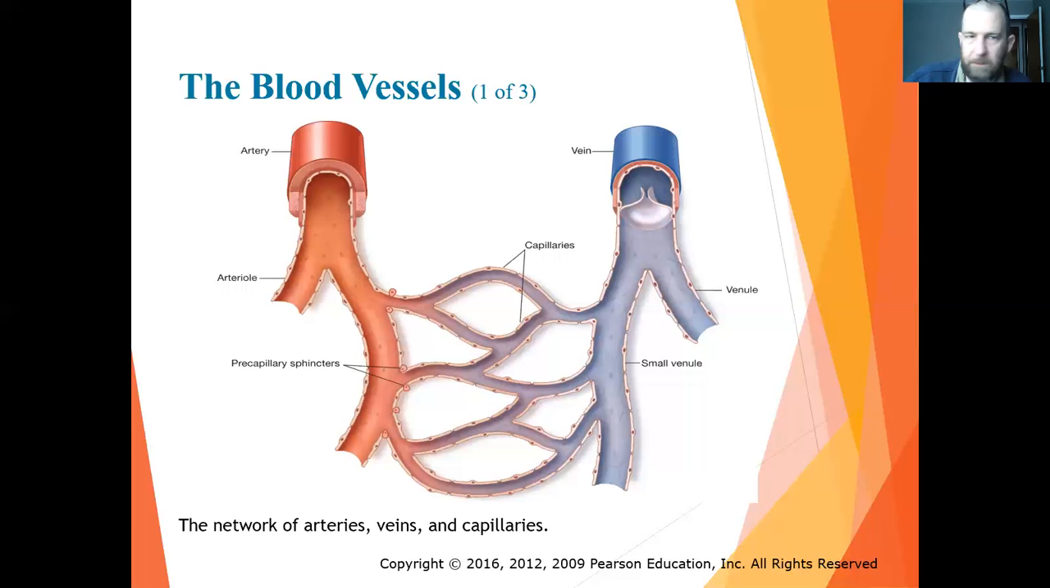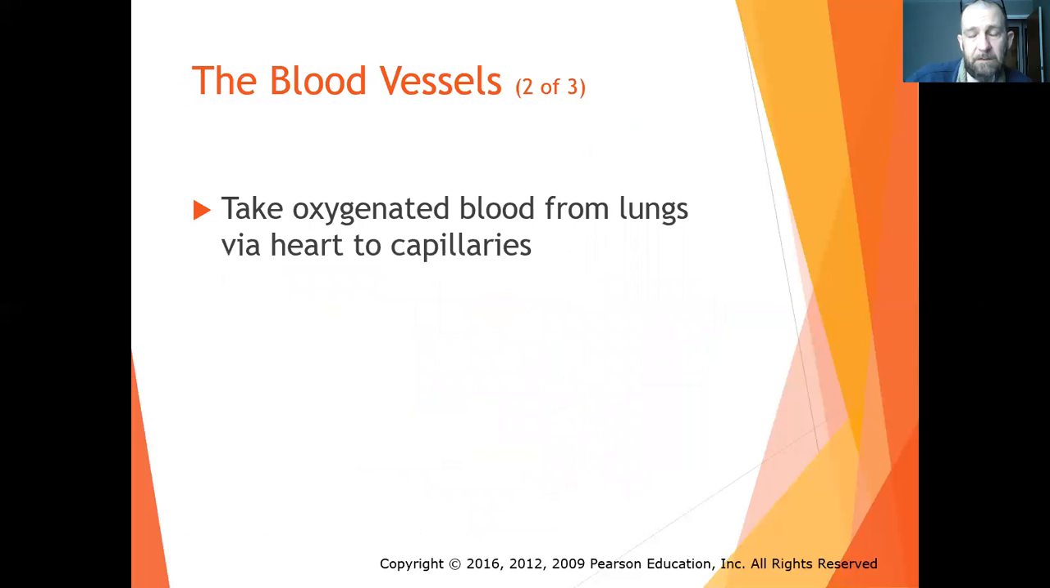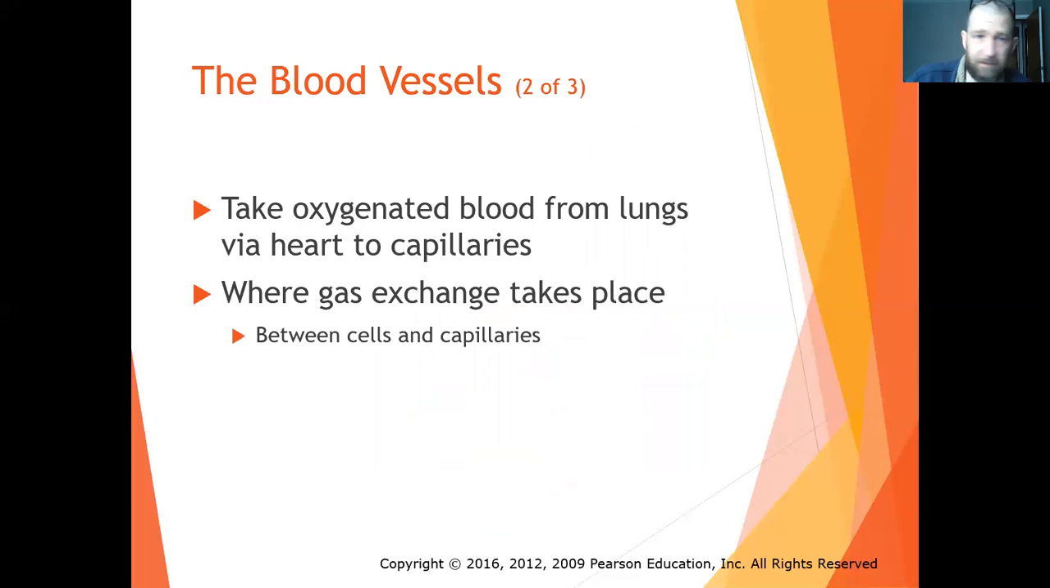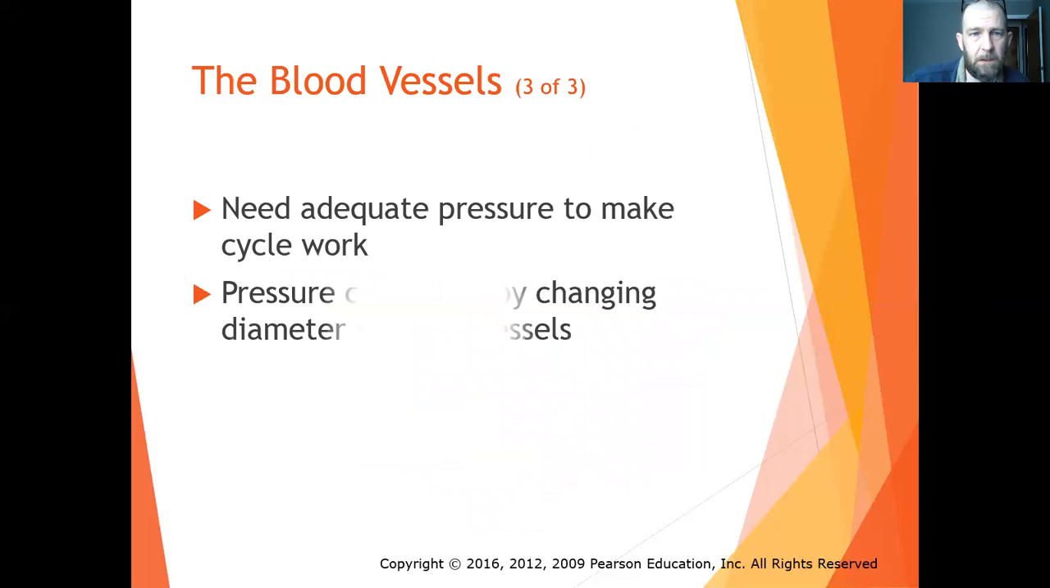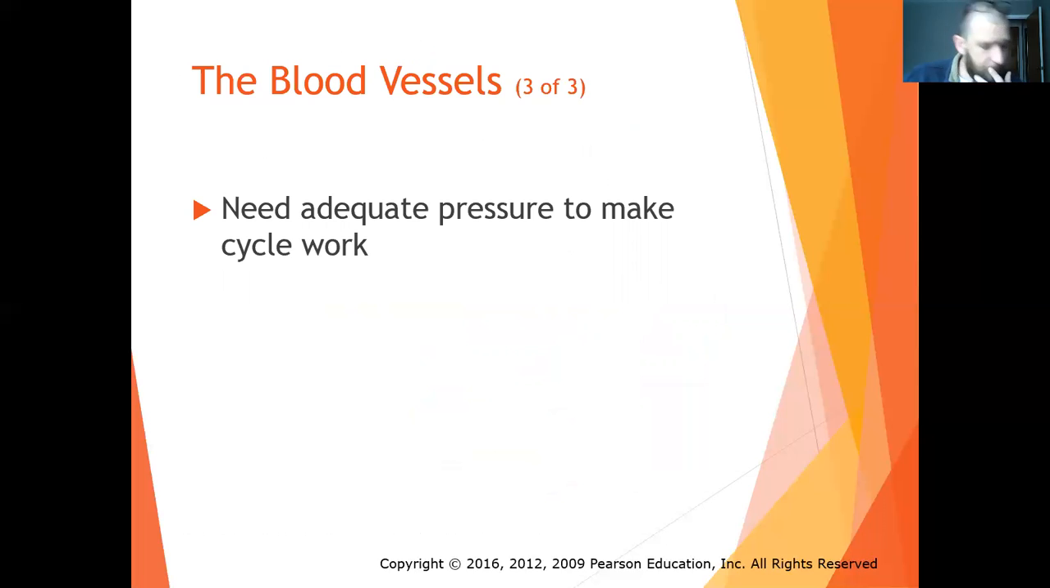Here are the blood vessels. We know all about those. We know this whole process that takes blood from the lungs to the heart, to the body, and back around again. We know all about that from last chapter. So for the blood to be properly circulated, as we learned in CPR, there needs to be adequate pressure to work.